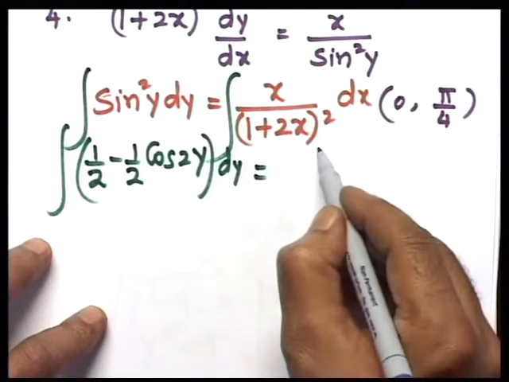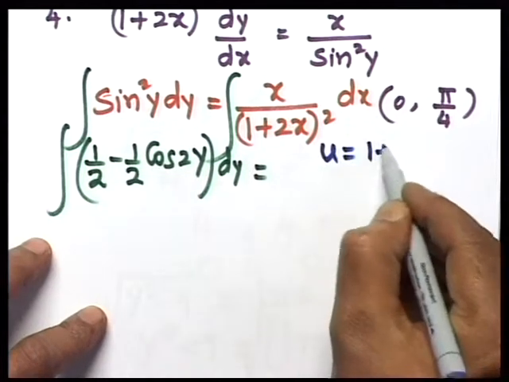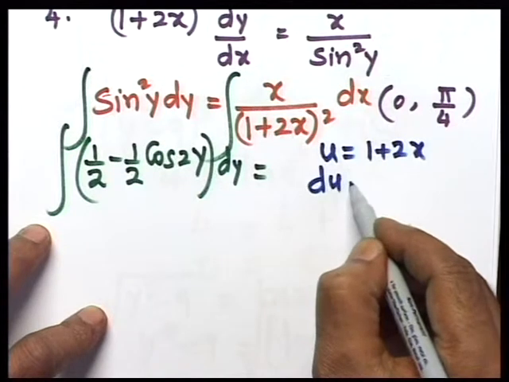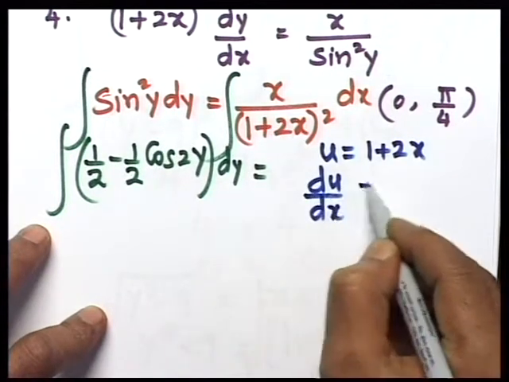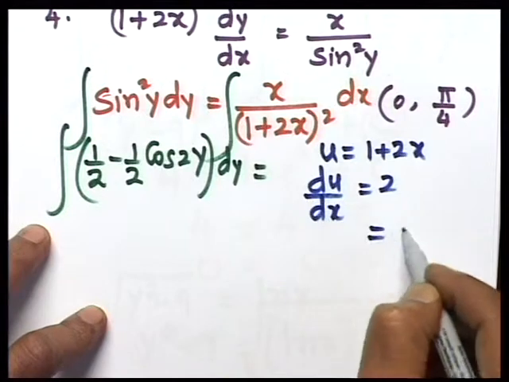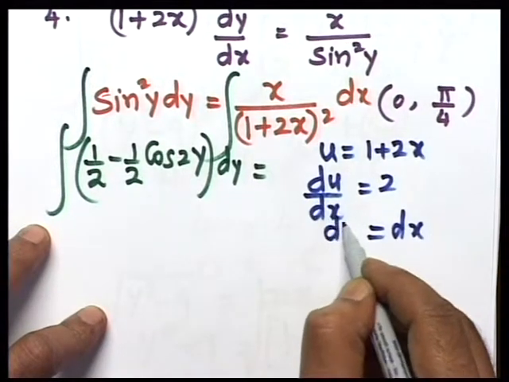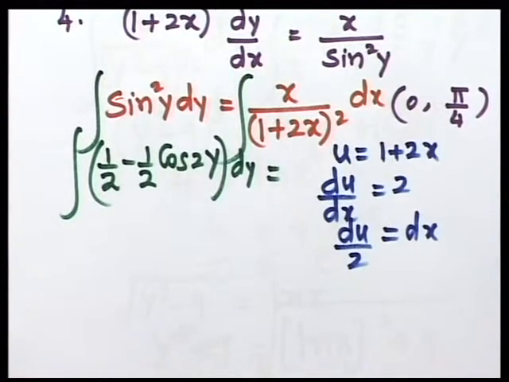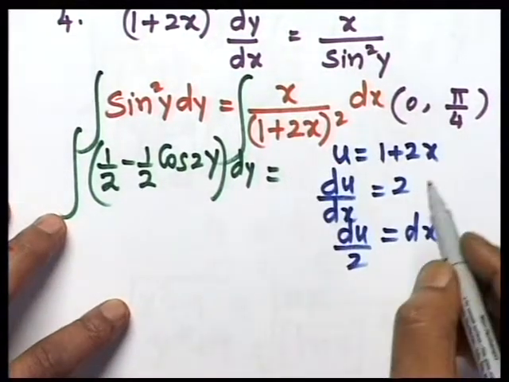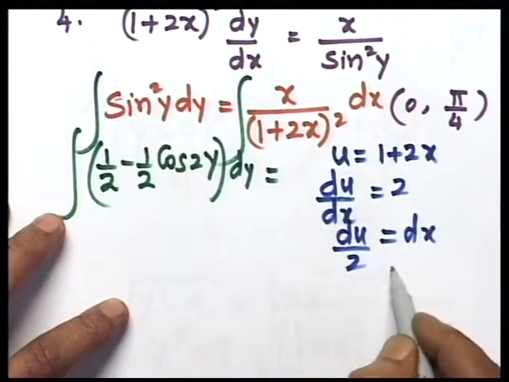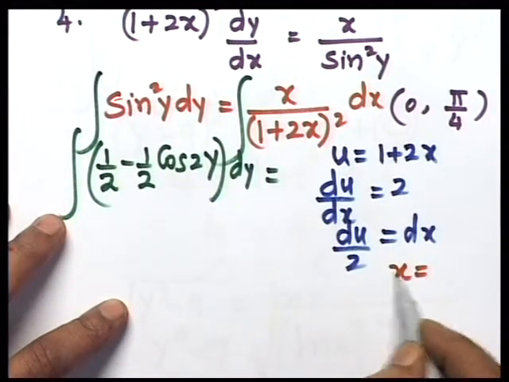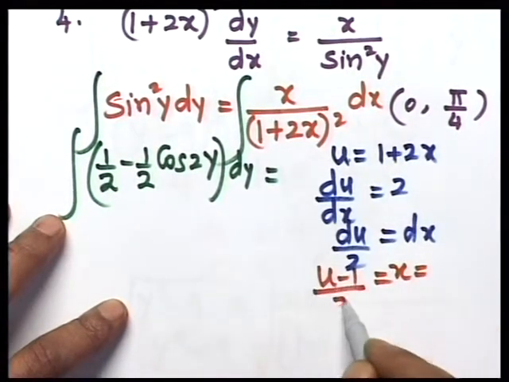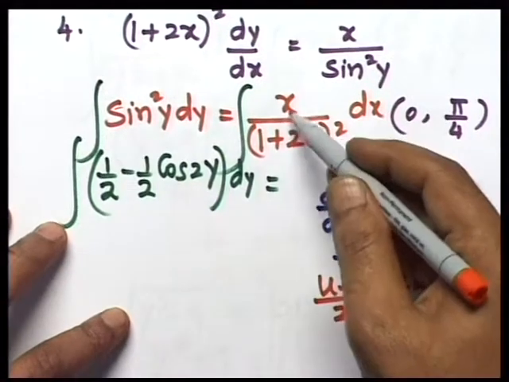Okay, so let's take u as 1 plus 2x. Let's write du over dx is equal to 2, and dx will be du divided by 2. You all know integration by substitution. And now I need to just make x the subject. So x is equal to u minus 1 divided by 2. These are the values I'm going to substitute.